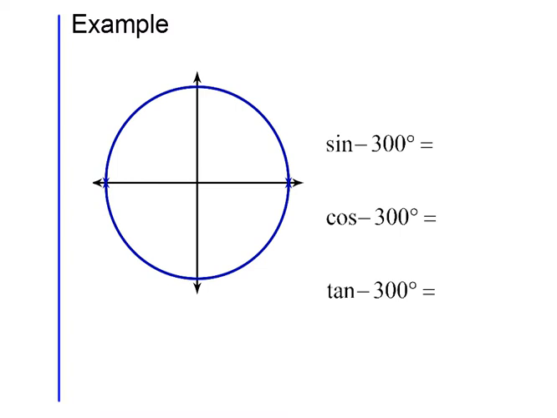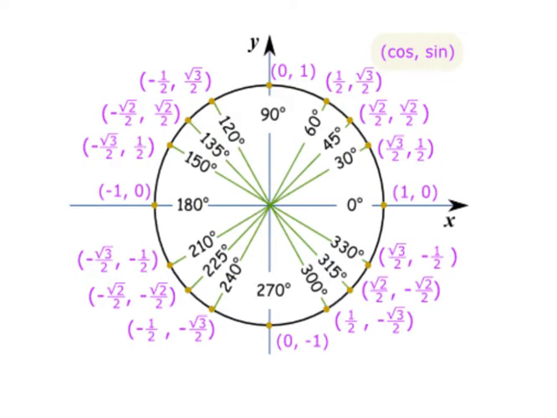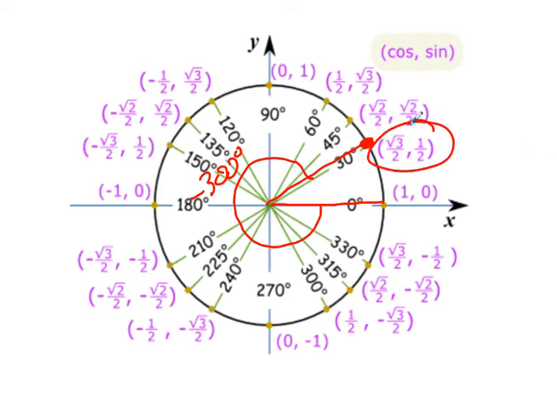Let's try finding the sine, cosine, and tangent of negative 300 degrees. Let's take a look at our completed unit circle. Positive 300 degrees is here in the fourth quadrant. So if I went negatively, that would be spinning down. I would end up at 30 degrees, which is negative 300 degrees. Here's the coordinate I need to use.